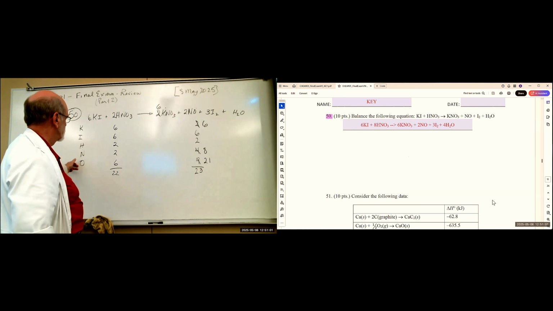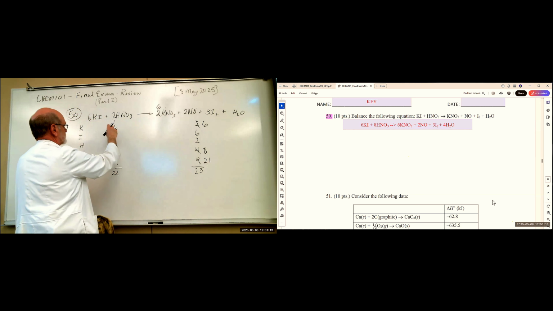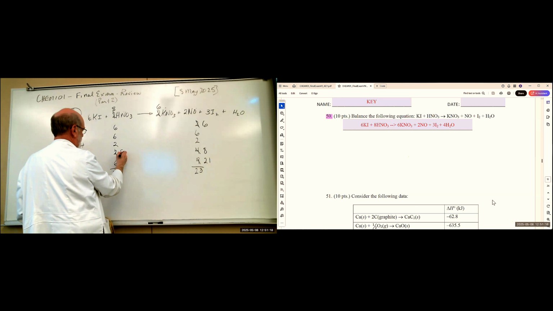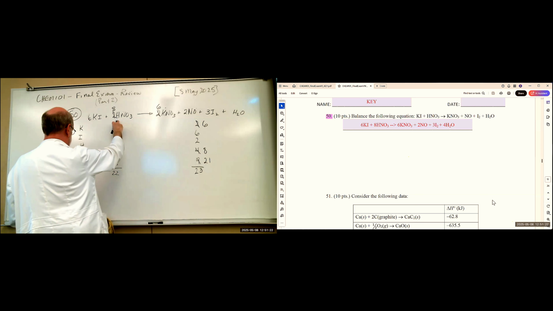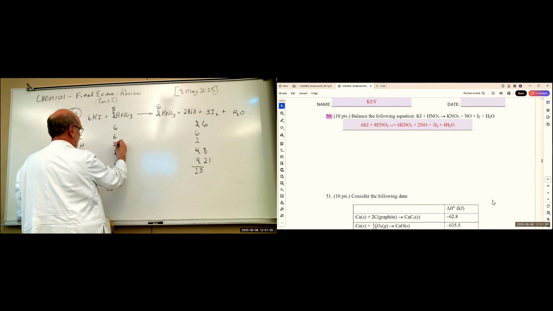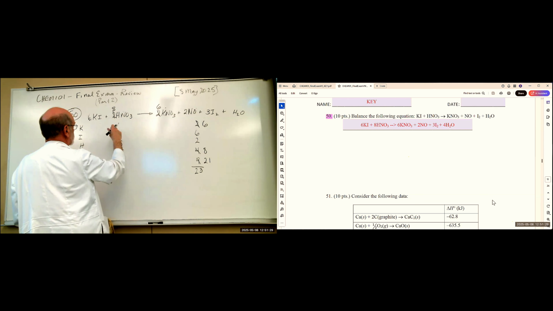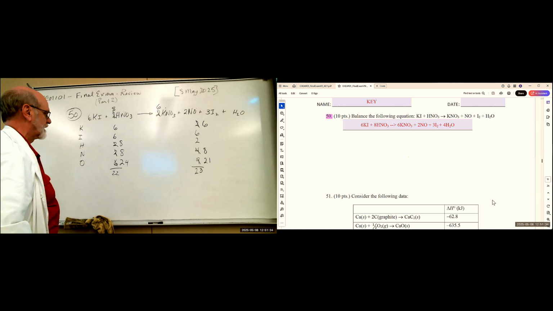Let's fix the, well, we can't actually fix the oxygens yet. Let's do the nitrogens. So we need 8 nitrogens on this side. That means this has to be 8. That also gives us 8 hydrogens, right? And it gives us 24 oxygens.